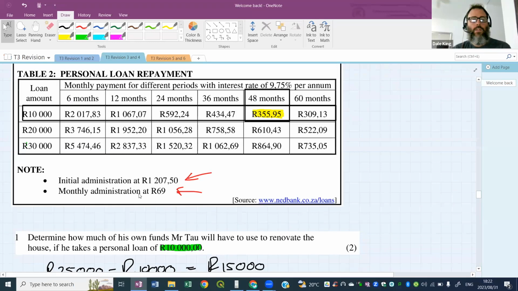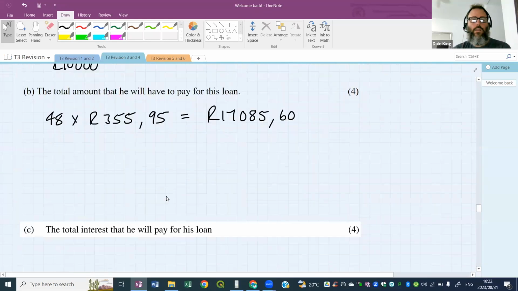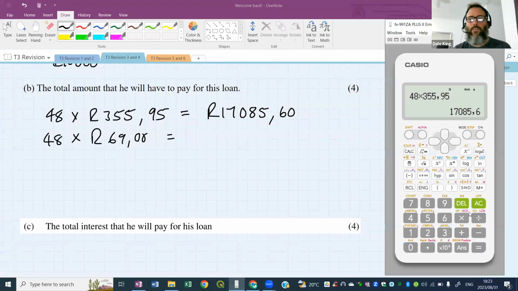Don't you add it as well? Yeah, we will need to work out in total how many admin fees he's going to pay, because this is a monthly thing. Every month he has to pay this. Oh, so you'd say 69 Rand times 48 months, I think. Yep, you're right, on the money. Okay, let's work that out. So 69 times 48, that's 3312.